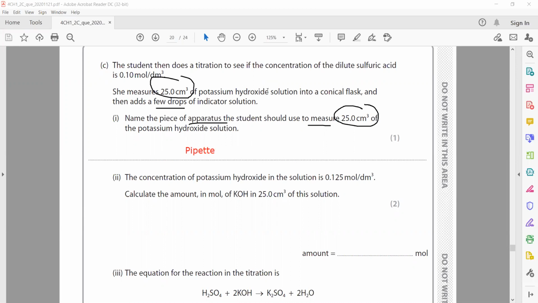The concentration of potassium hydroxide solution is 0.125. The volume is 25 cm cube, so we can find the moles. Concentration is moles by volume, so moles are equal to concentration multiplied by volume. 0.125 multiplied by the volume, 25 cm cube, divided by 1000, because the volume should be in decimeter cube. So it will be 3.125 into 10 power minus 3. Then we have the moles of potassium hydroxide.